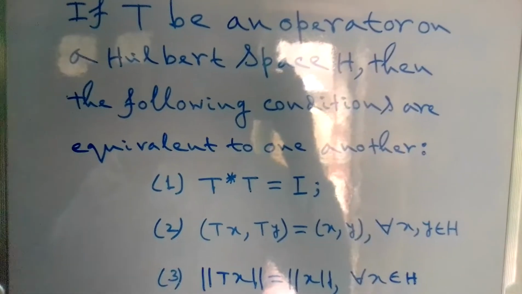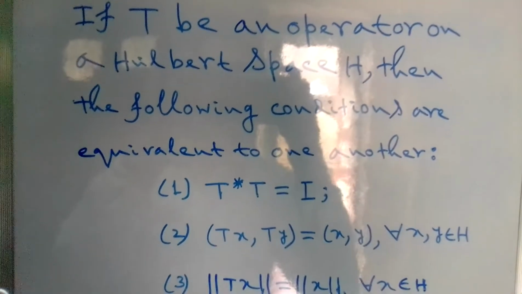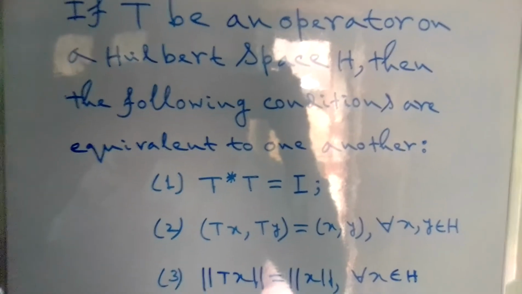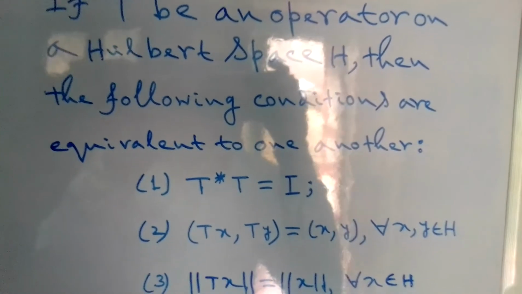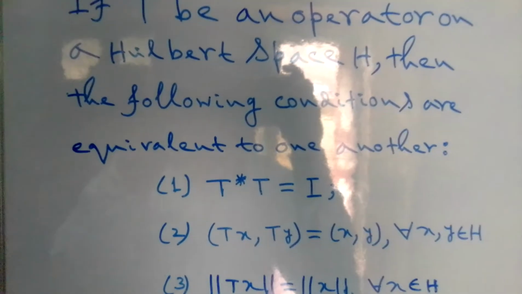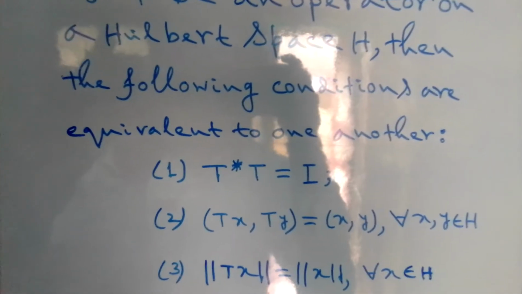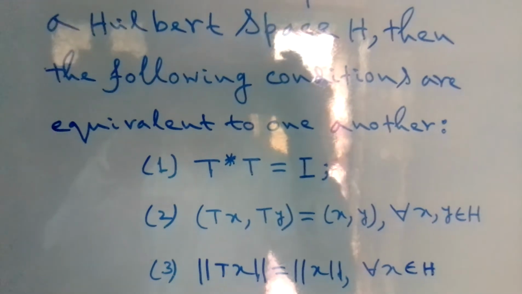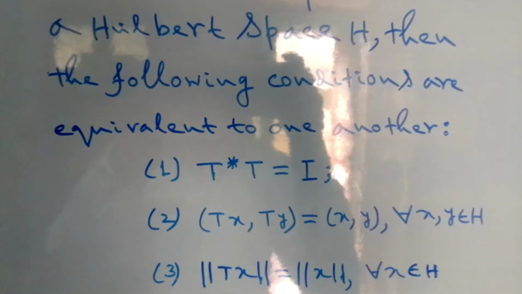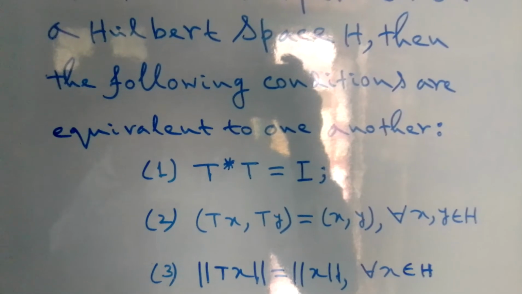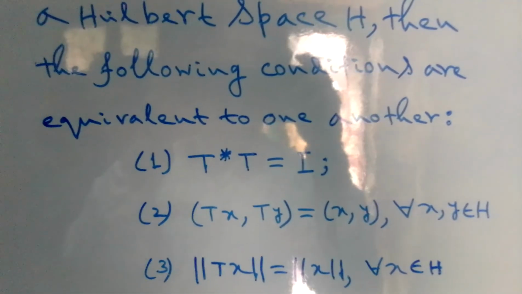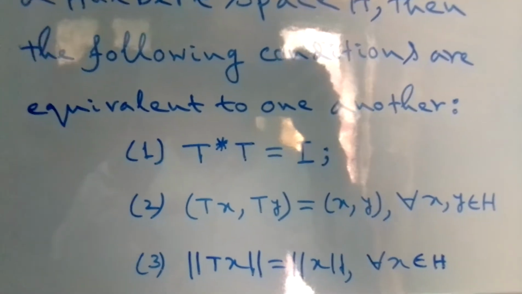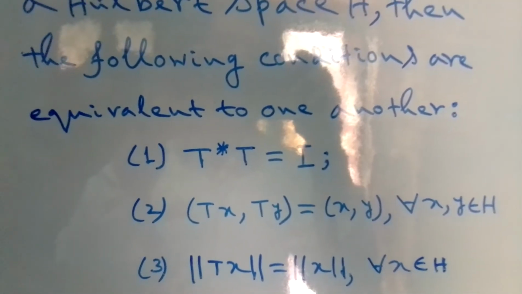Hello viewers, I discuss today the idea of equivalence of operators. If T is an operator on a Hilbert space H, then the following conditions are equivalent to one another. First condition is T star T is equal to I, and second is Tx dot Ty is equal to x dot y for all x, y belonging to H, and third condition is norm of Tx is equal to norm of x for all x belonging to H.